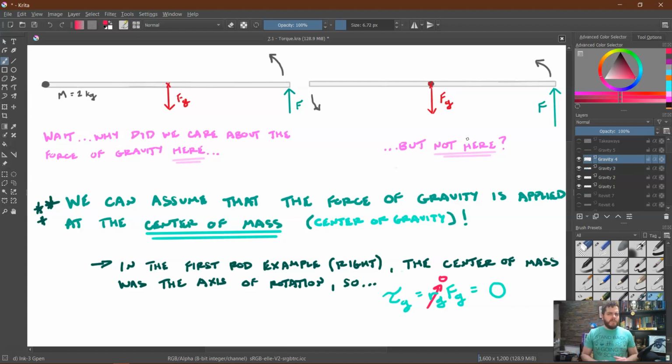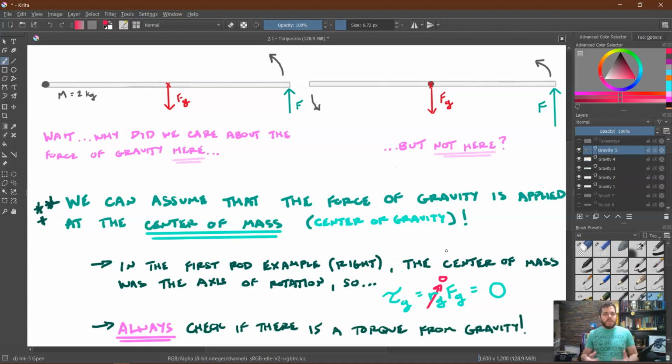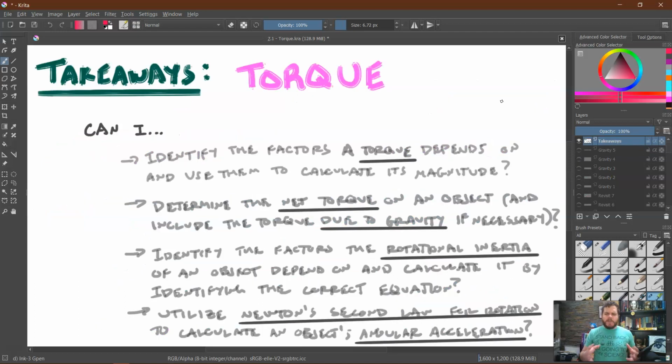So this is very, very important. When our axis of rotation is at the center of gravity, we don't need to worry about the torque due to gravity. But when it's not, well, then we probably need to make sure we consider that. So this is going to be something we always want to check. Is there a torque due to gravity or not? And it really comes down to, is the center of gravity at the axis of rotation or not. We're actually going to learn it's a little more complicated than that, but right now that should be enough for the moment. So what are our main takeaways on this lesson about torque?